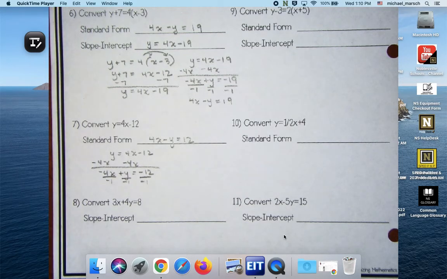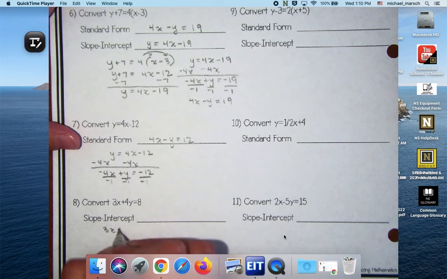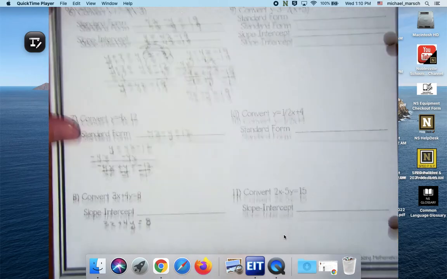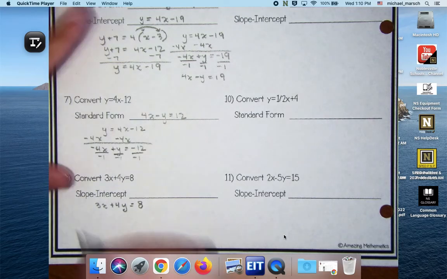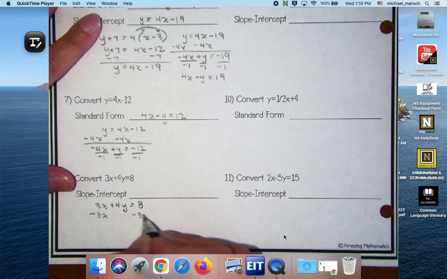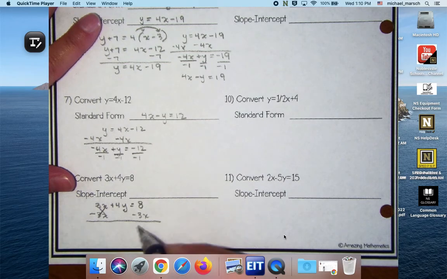We feeling good? Clicking? Yeah? Okay. Now we're going to take standard form and put it into slope-intercept form. So I'm going to write 3x plus 4y equals 8. Remember, my goal is to get it as y equals mx plus b. We did this yesterday. So what am I going to do to the 3x? I'm going to subtract it from the left and the right. I'm going to sneak it in front of that 8. So I'm going to have 4y equals negative 3x plus 8.